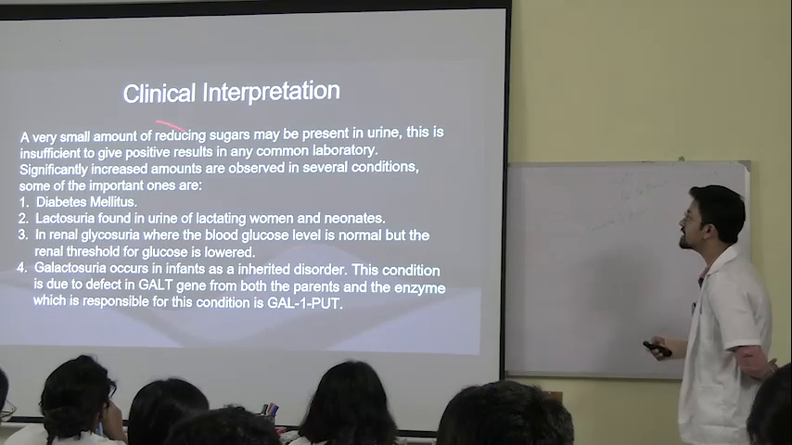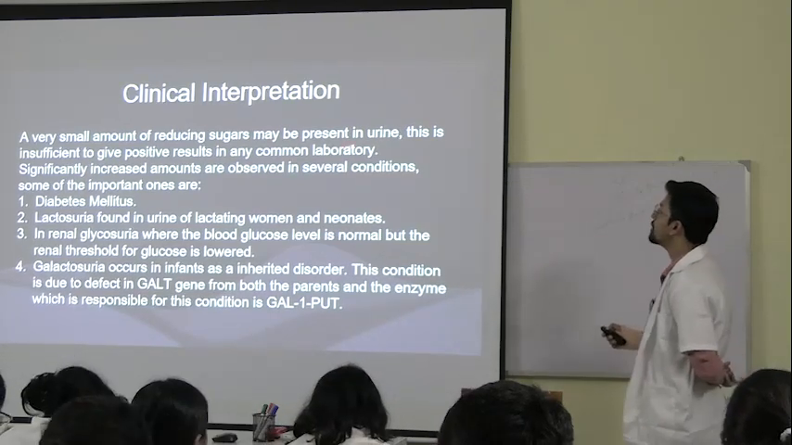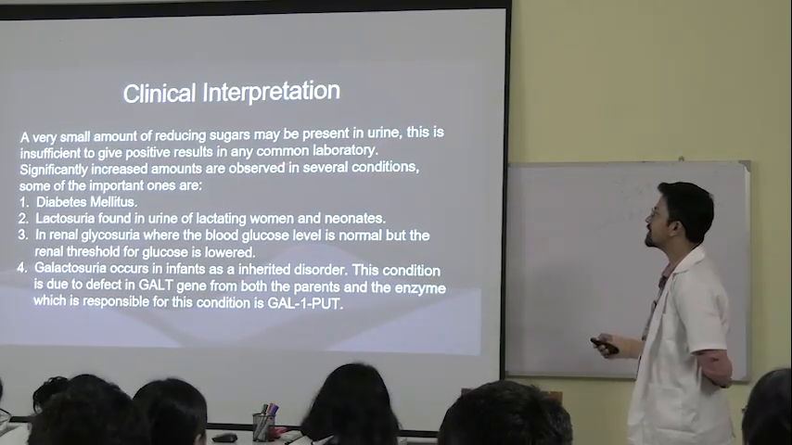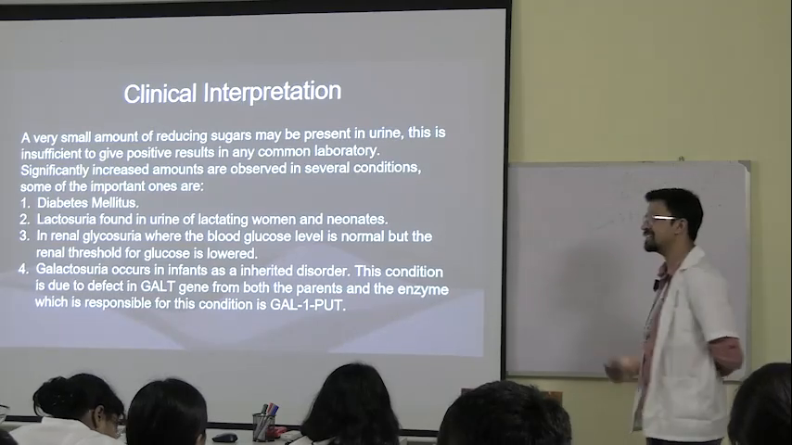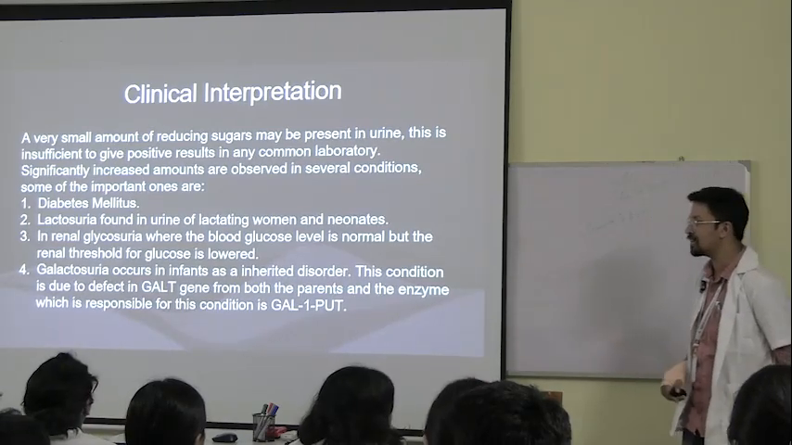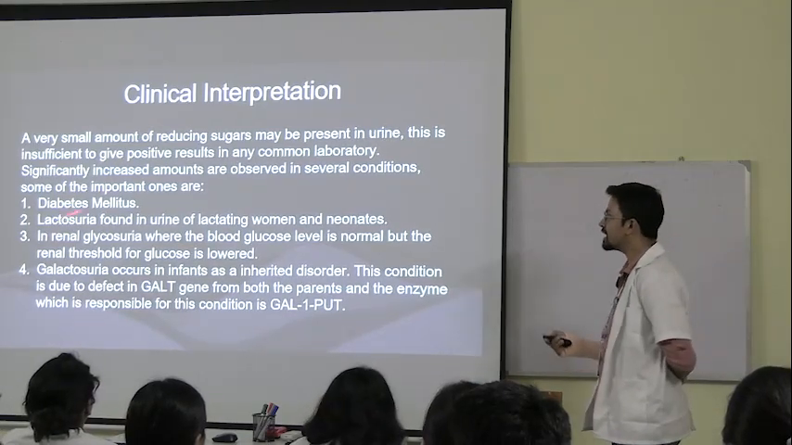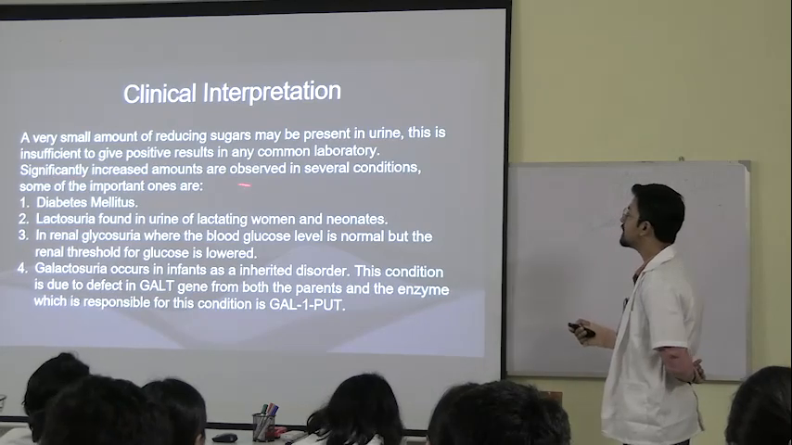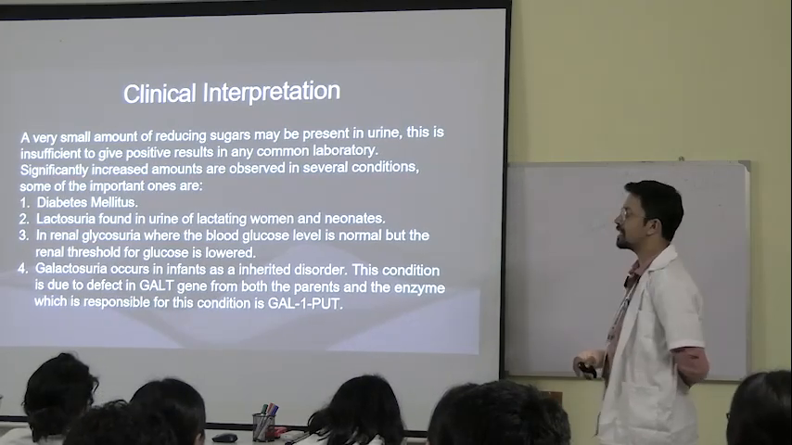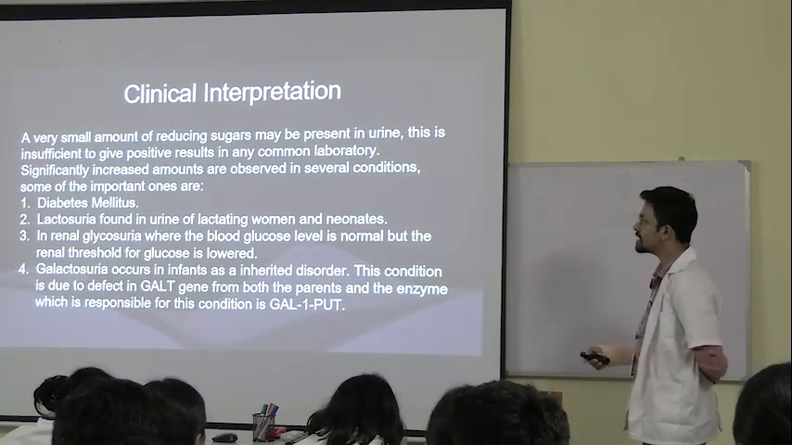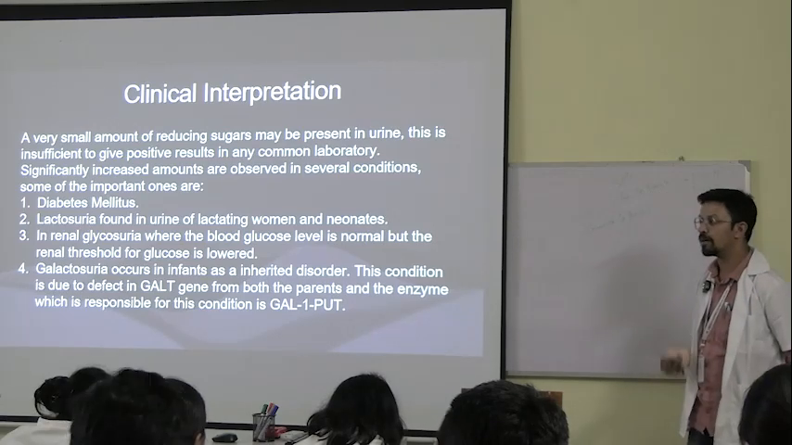The clinical interpretation is that a very small amount of reducing sugar may be present in urine, and this is insufficient to give a positive result in any common laboratory. I have already explained that the amount is so small, it is not giving the test positive. But if the amount is significantly increased, it can be observed in several conditions. What are the conditions? One is diabetes mellitus. Everybody knows what diabetes mellitus is?